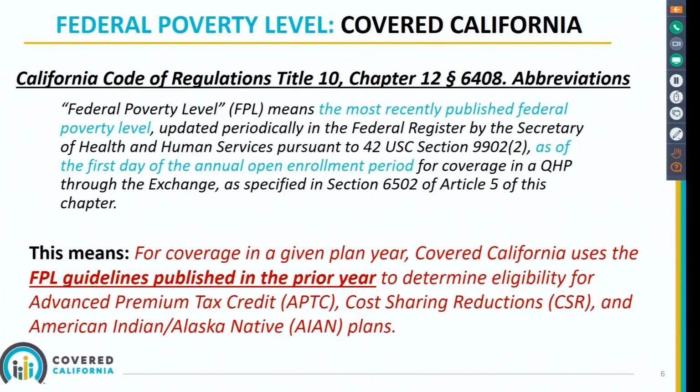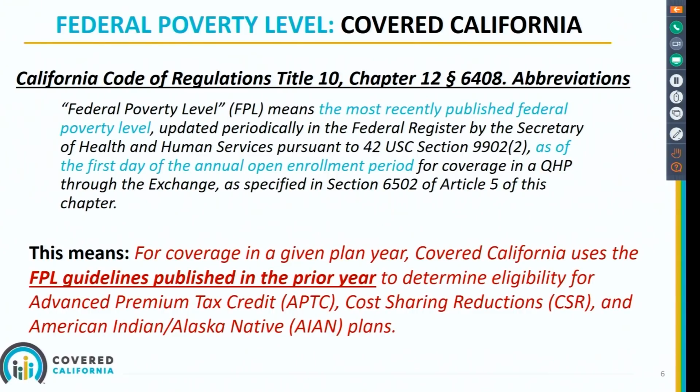So that means that for coverage in a given plan year, Covered California uses the FPL guidelines published in the prior year to determine eligibility for APTC, CSR, and AIAN plans. And if we take this most recent plan year as an example, we can walk through that and see how that works. So for plan year 2019, the most recently published federal poverty level as of the first day of annual open enrollment period, open enrollment started on October 15th, 2018 for plan year 2019.